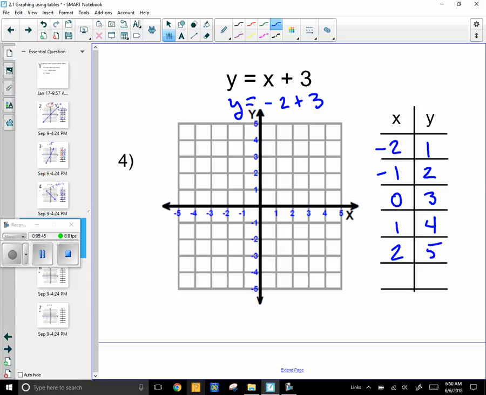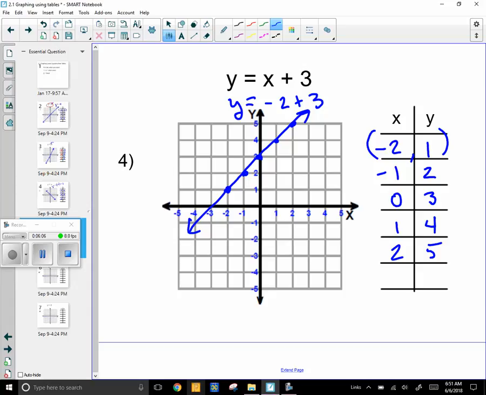All right, that's all there is to it. So you plot these points: (-2, 1), (-1, 2), (0, 3), (1, 4), and (2, 5). You may notice that we get another straight line.